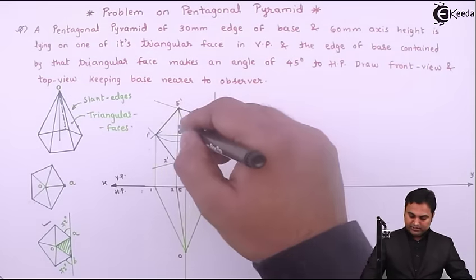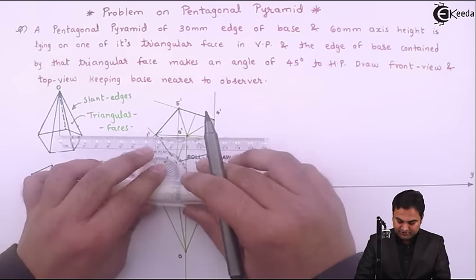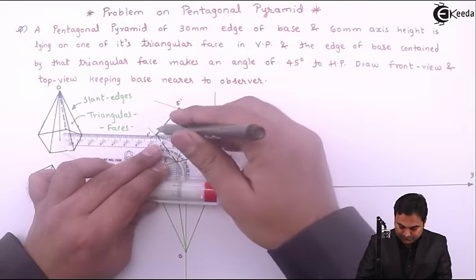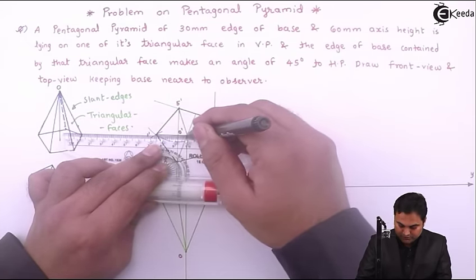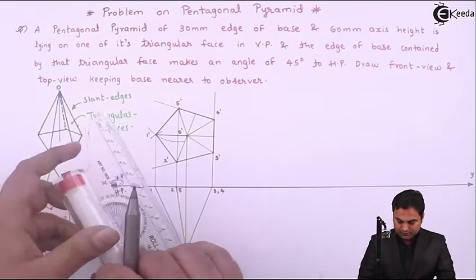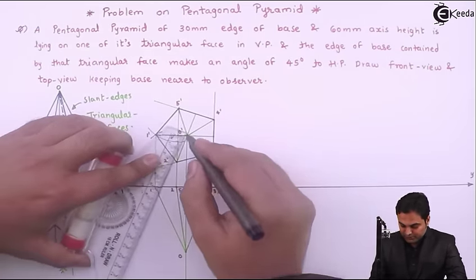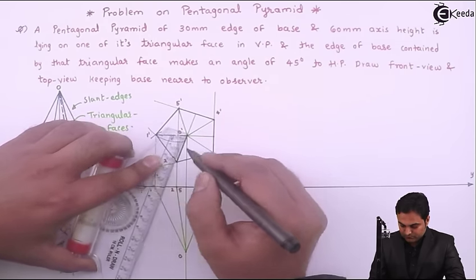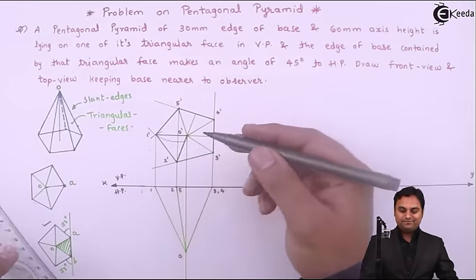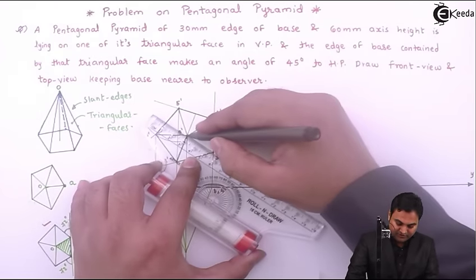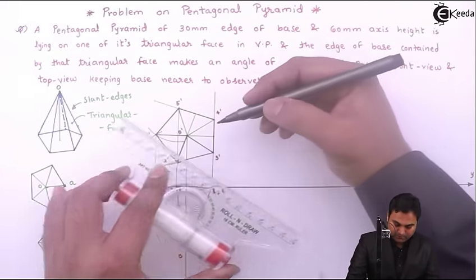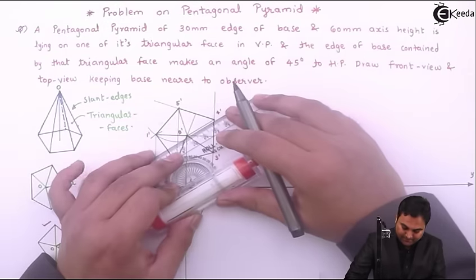So this is the outline. Next, joining the slant edges: 1 dash to O dash, then 1 dash to 2 dash, or O dash to 2 dash, makes one triangular face. Similarly, there will be 5 triangular faces because it is a pentagonal pyramid.